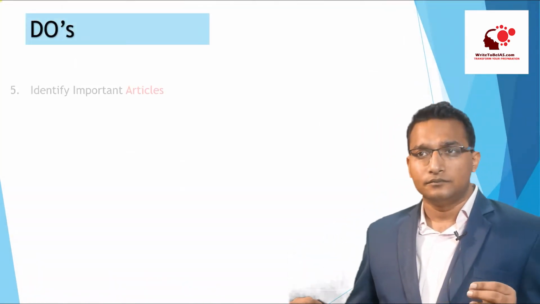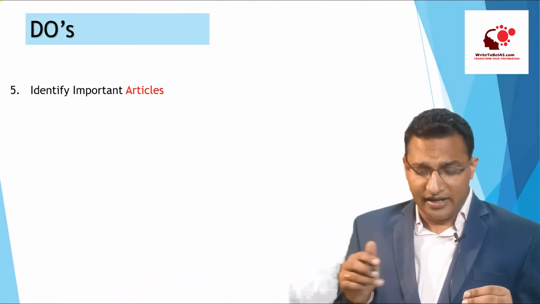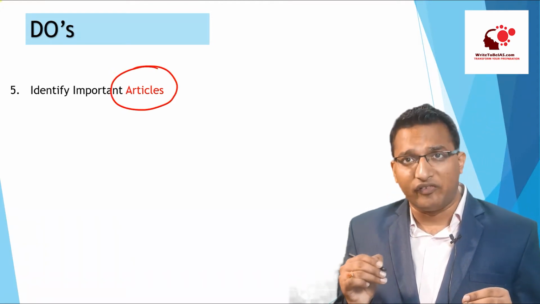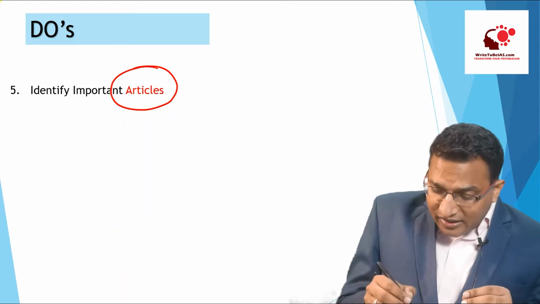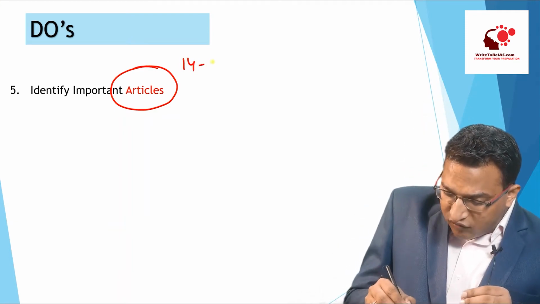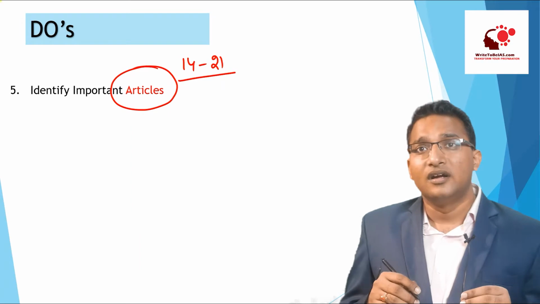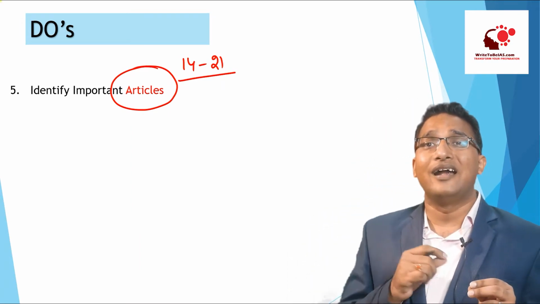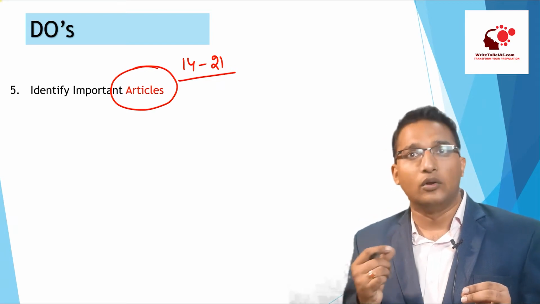Then identify important articles. In the entire polity, you will find articles from the Constitution of India. So there are important articles which you can't miss. For example, Article 14 to Article 21, right? These are the articles for which you should have detailed understanding, and you should note the numbering also.